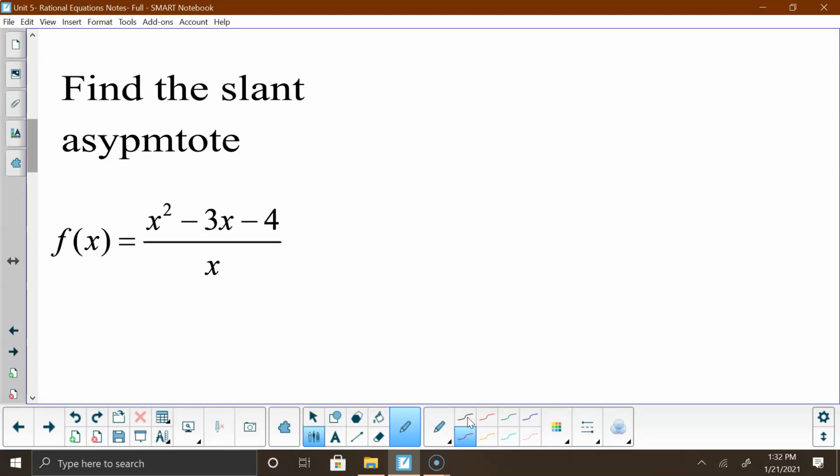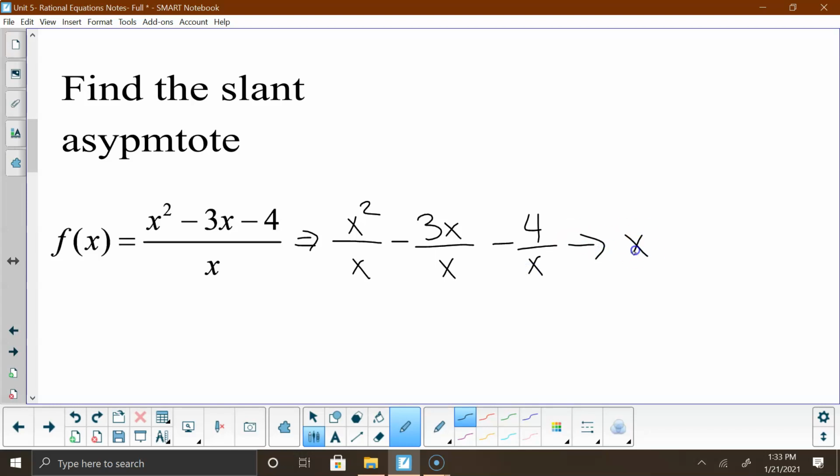So for this problem, if you notice, we're only dividing the denominator by x, right? So we could break this out and have x squared over x minus 3x over x minus 4 over x. And this simplifies down to x minus 3 minus 4 over x.